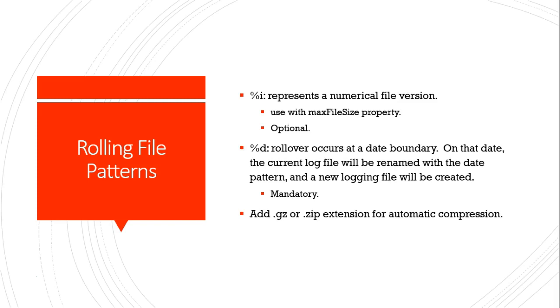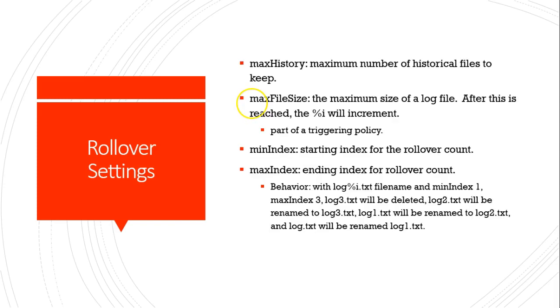Now in your file name, if you add a .gz or a .zip extension, it will automatically compress it, which is a good idea, because many times, especially with verbose logging, these log files can get very large.